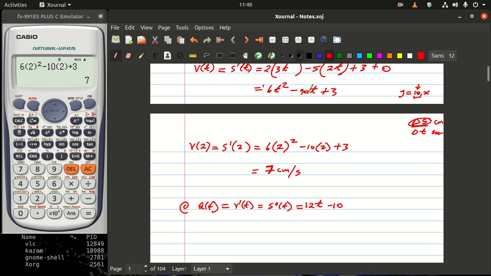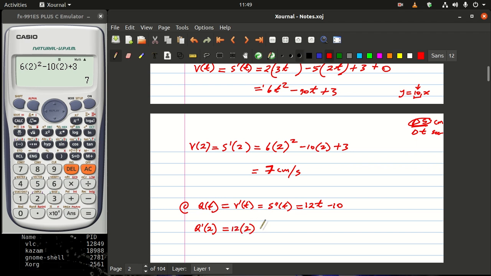It's the same thing here, we're just having a 10, and a constant function is not changing at all, so this one is just going to be a 0. And now if we're looking for the acceleration at t equals 2, I just need to plug in a 2 for the value of t.